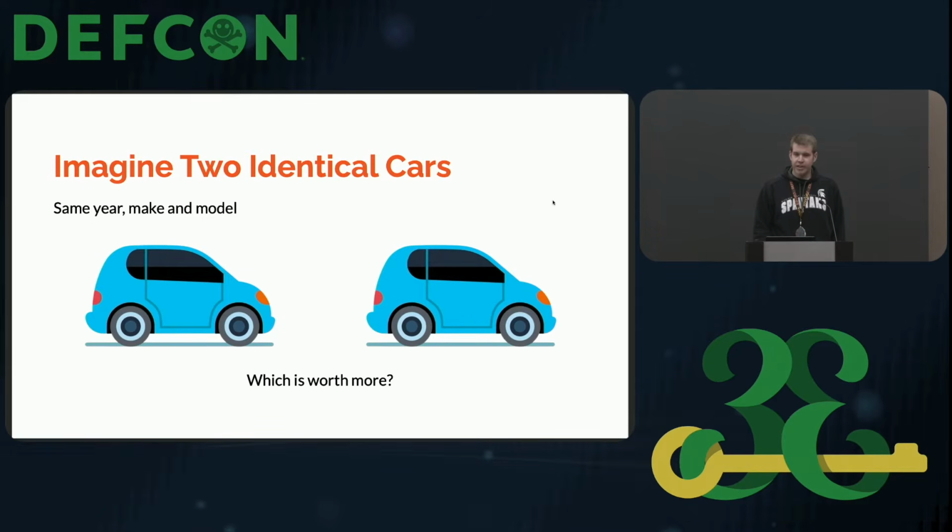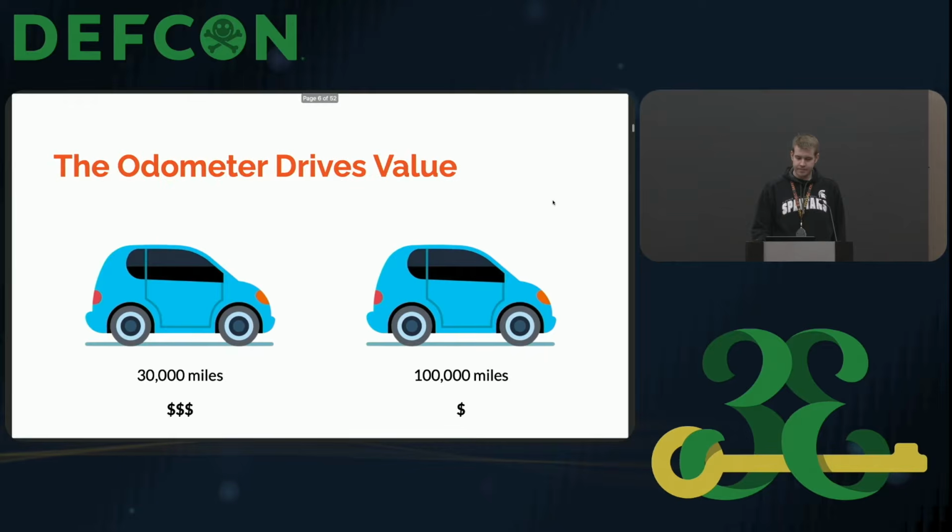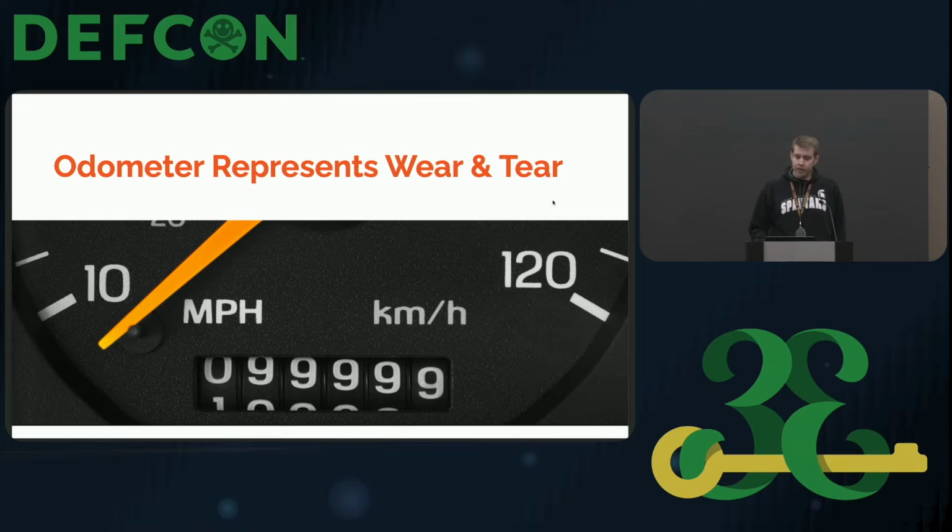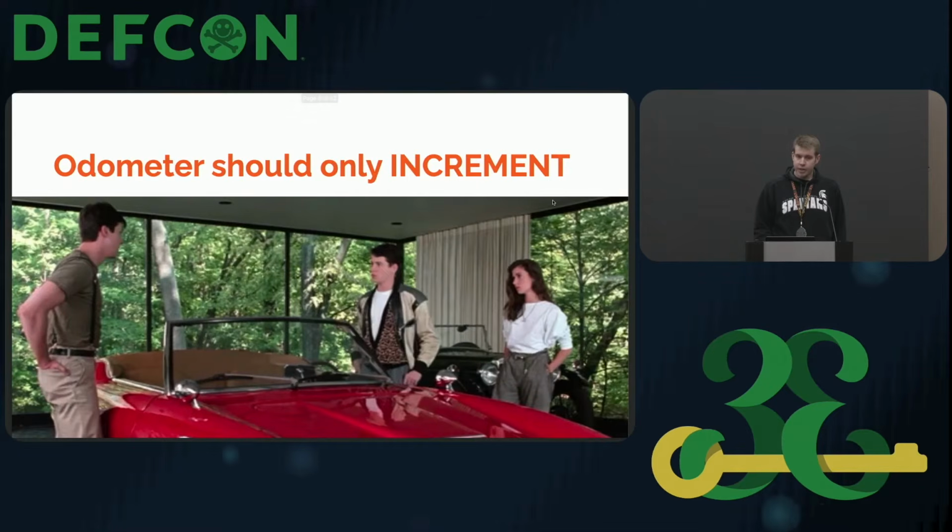All right, so getting into odometers. Imagine two identical cars. They're on the lot, they're the same year, the same make, and the same model. How can you tell which one is worth more? Typically, the odometer drives the value. So the odometer on a car represents the wear and tear that a car has been through. It's made of a bunch of consumable parts, and over time, those parts are worth less. So it's very important that the odometer should only ever increment as it's a proxy for wear and tear. Should never reset to zero and should never decrease.